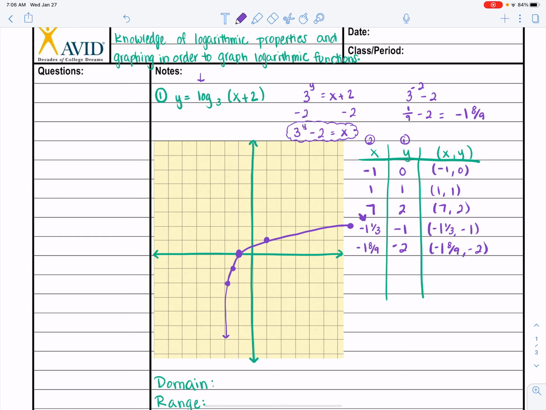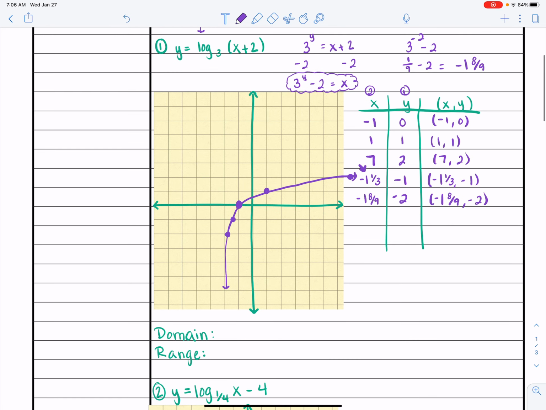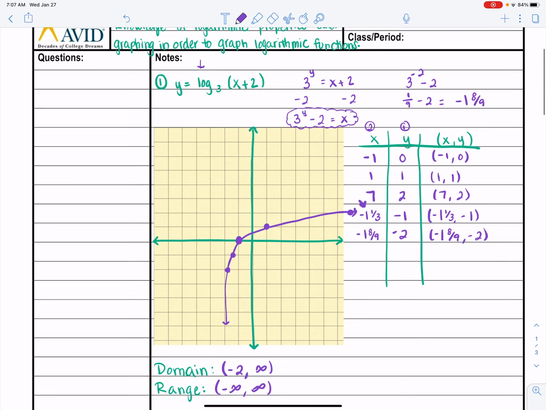And this way it's going here. Okay, so when we talk about the domain, yesterday all of our domains stopped at 0 because we weren't doing anything else with the logs. We just had log of x. But here, now my domain is going all the way to -2 but not touching it, and then infinity. My range is still going infinitely down and infinitely up, but the domain is at -2.